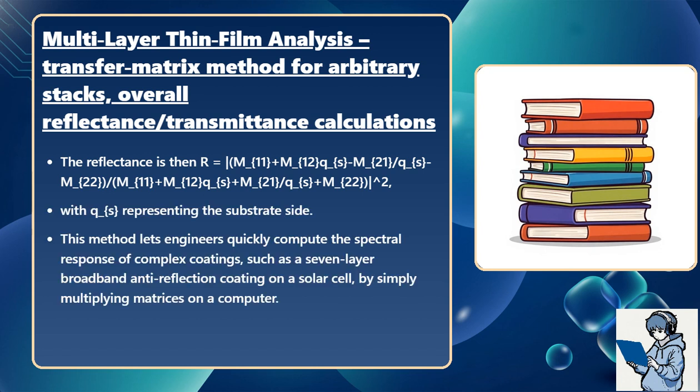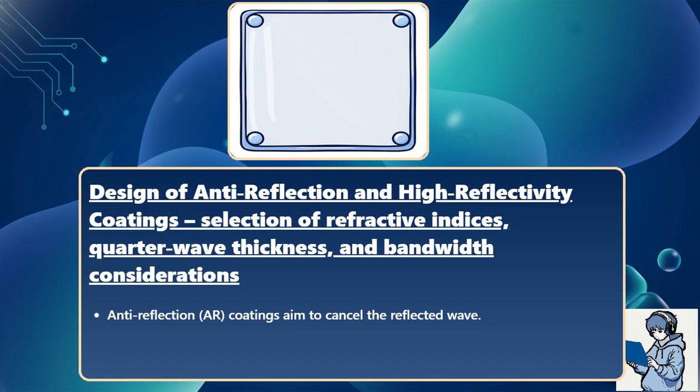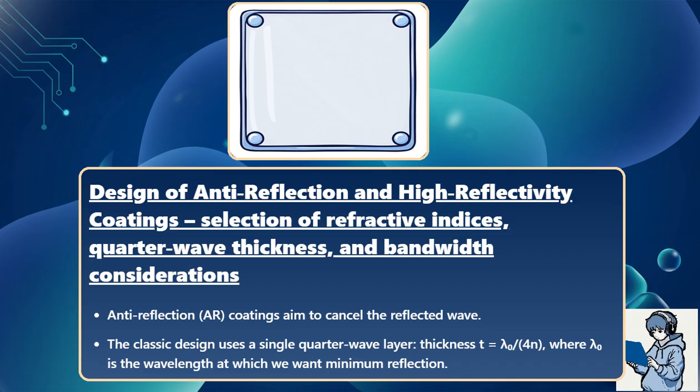This method lets engineers quickly compute the spectral response of complex coatings. For example, a 7-layer broadband anti-reflection coating on a solar cell, by simply multiplying matrices on a computer. Anti-reflection (AR) coatings aim to cancel the reflected wave. The classic design uses a single quarter wave layer. Thickness t equals lambda 0 divided by 4n, where lambda 0 is the wavelength at which we want minimum reflection.